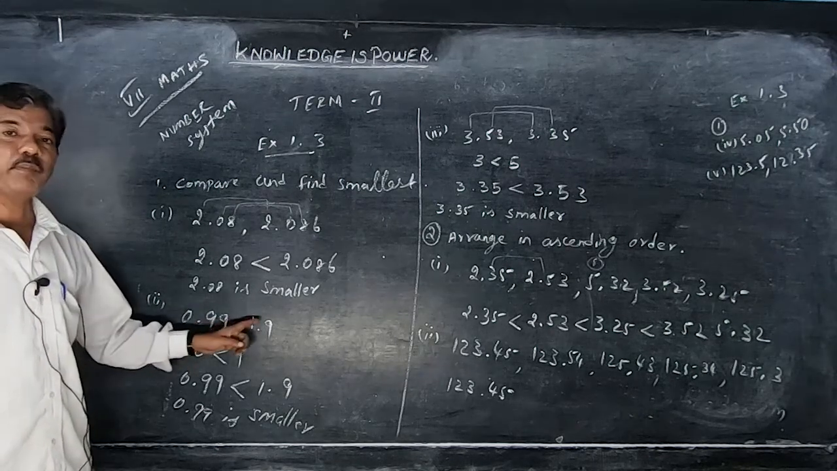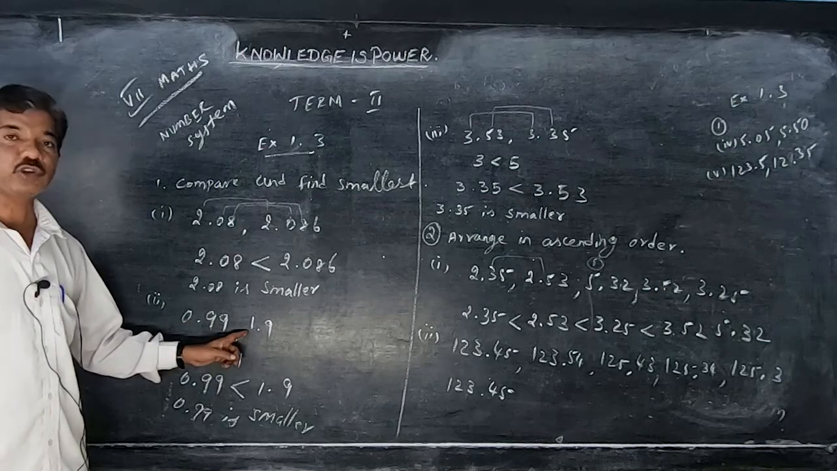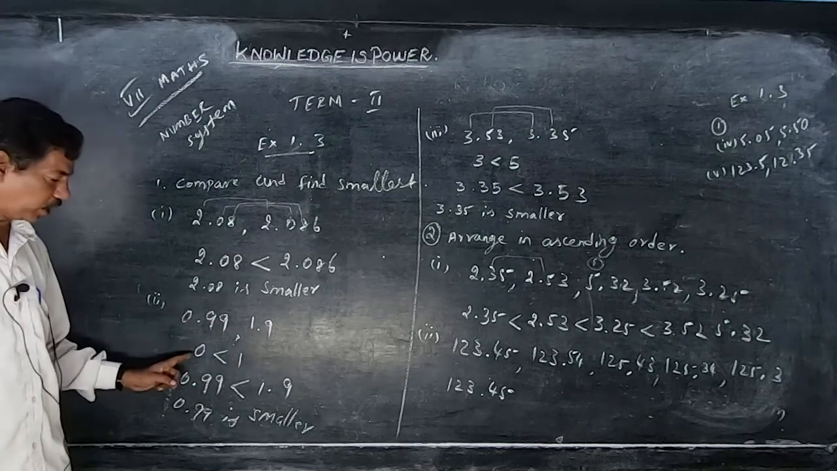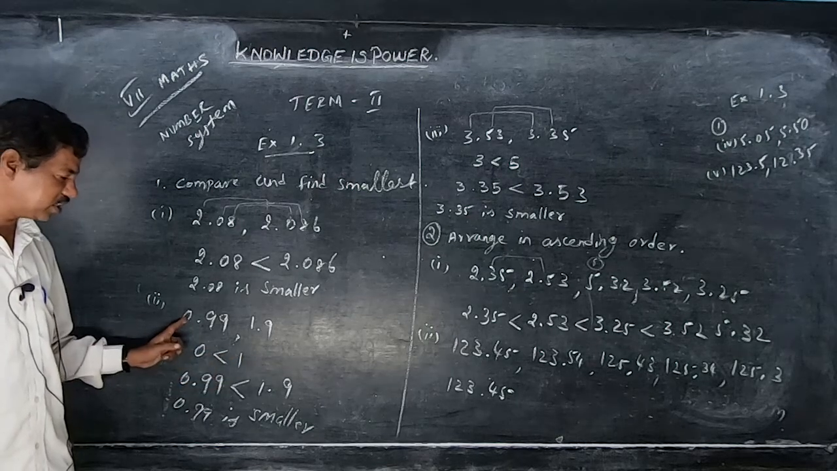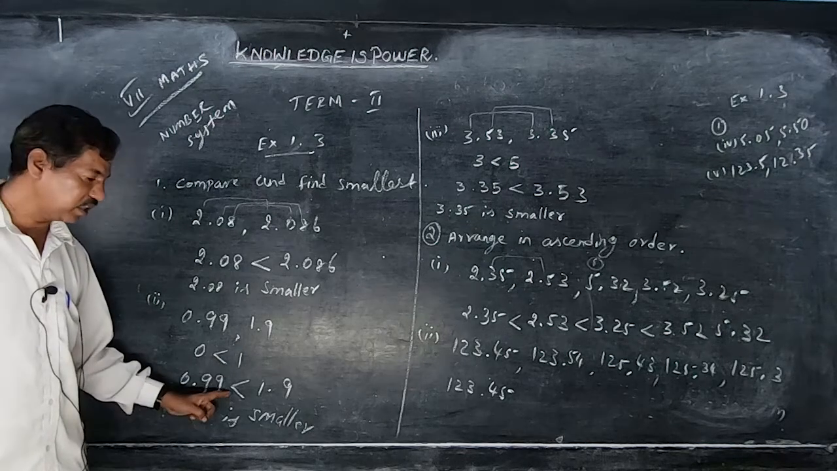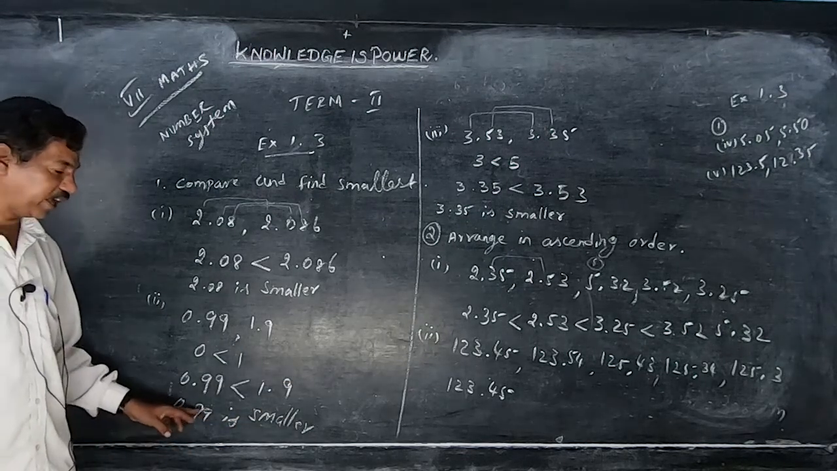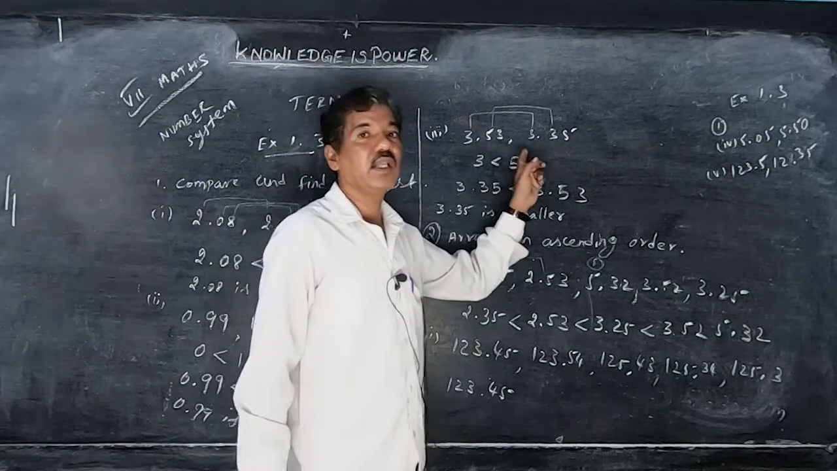0.99 and 1.9. Check the integer part. We found it here: here there is 0, here there is 1. So this is smaller, write that. 0 is less than 1. Therefore 0.99 is less than 1.9. So 0.99 is smaller. Now we move on to question number 3.